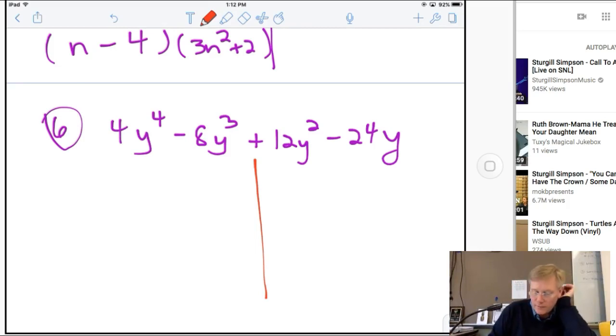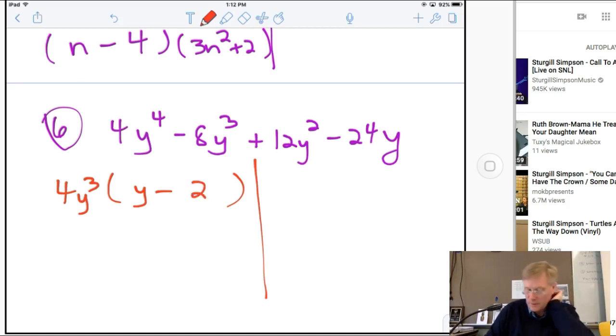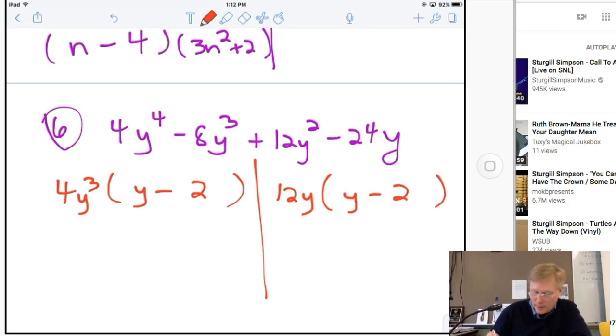So 4y to the 4th and 8y to the 3rd, I can pull out a 4, and I can pull out 3 y's. What does that leave me with? That leaves me with y minus 8 divided by 4 is 2. 12y squared and 24y, I can pull out a 12y. Leaves me with y minus 2. And now I can start writing down my answer.